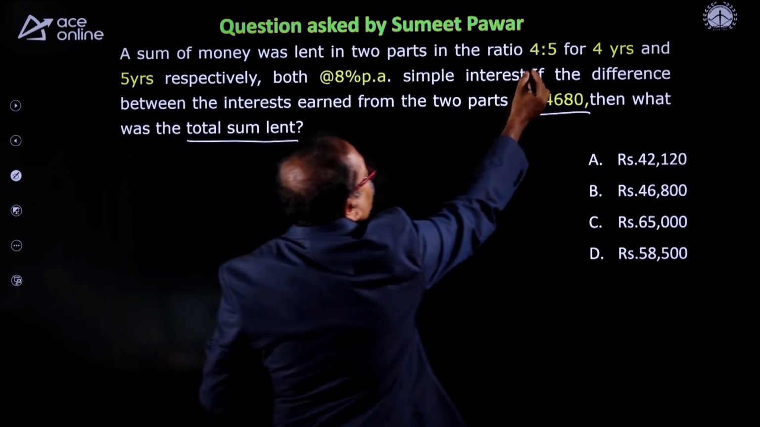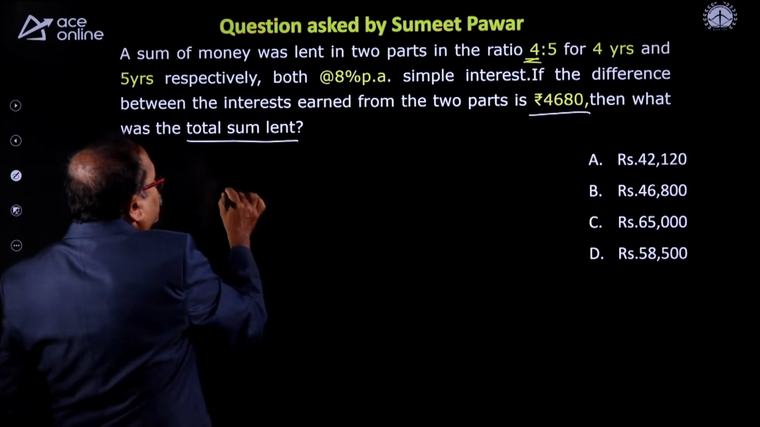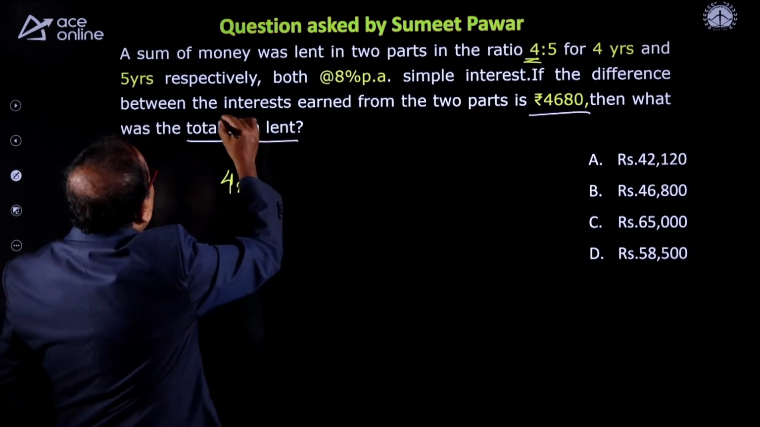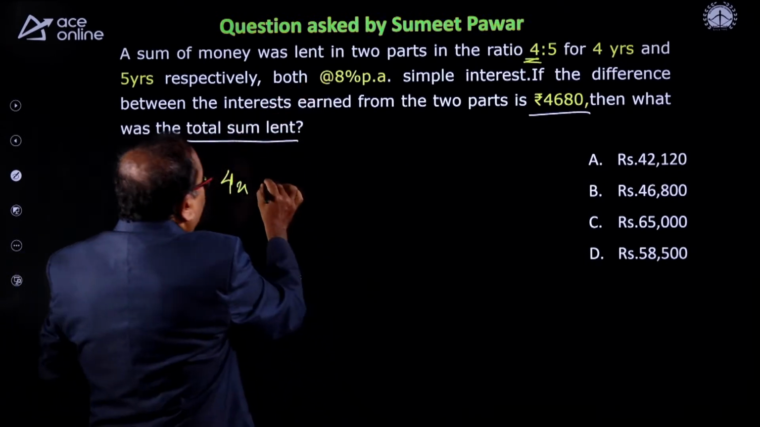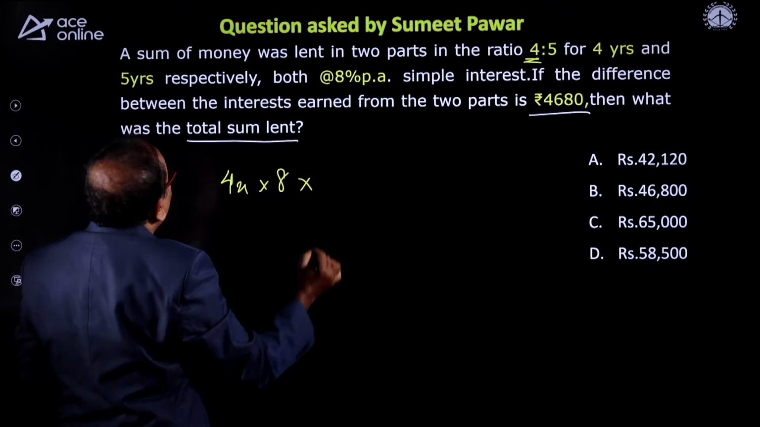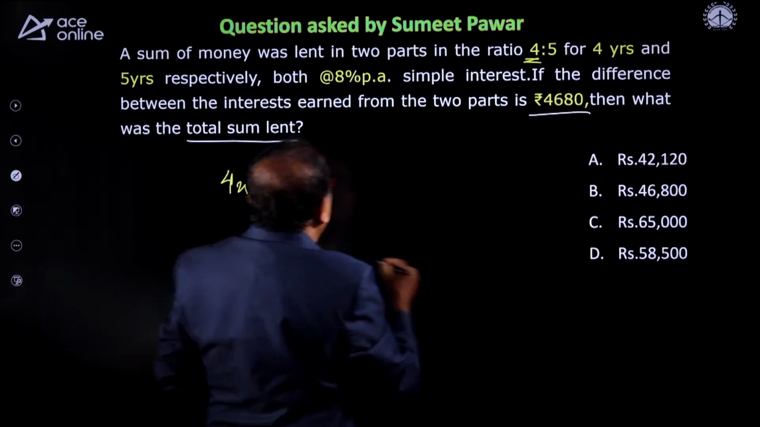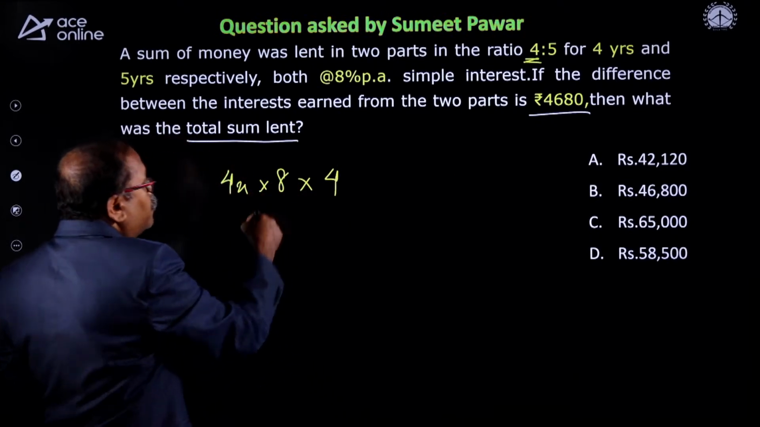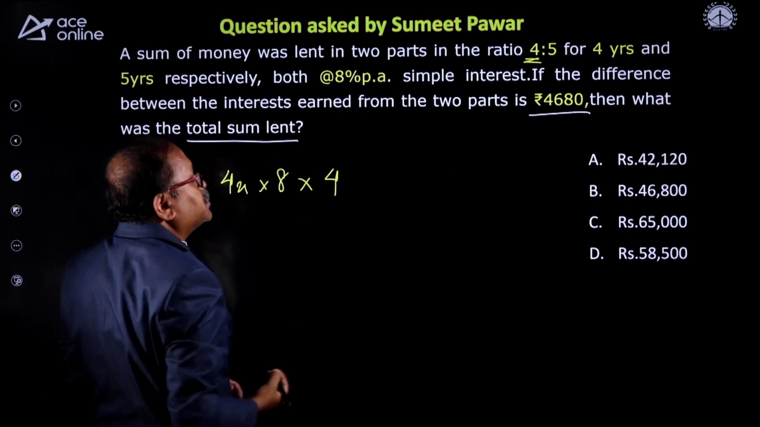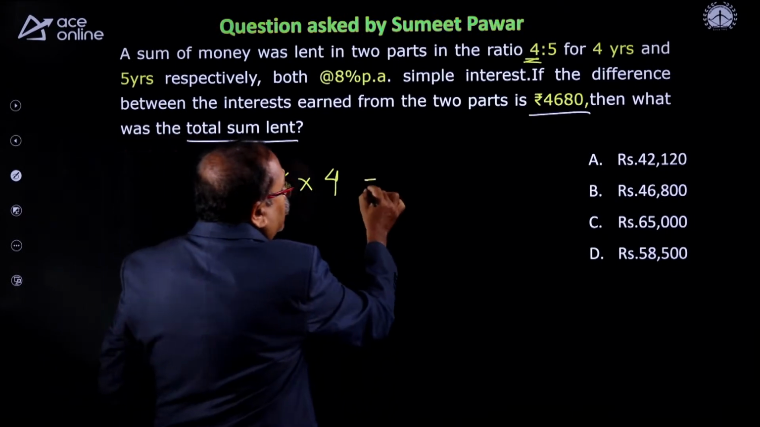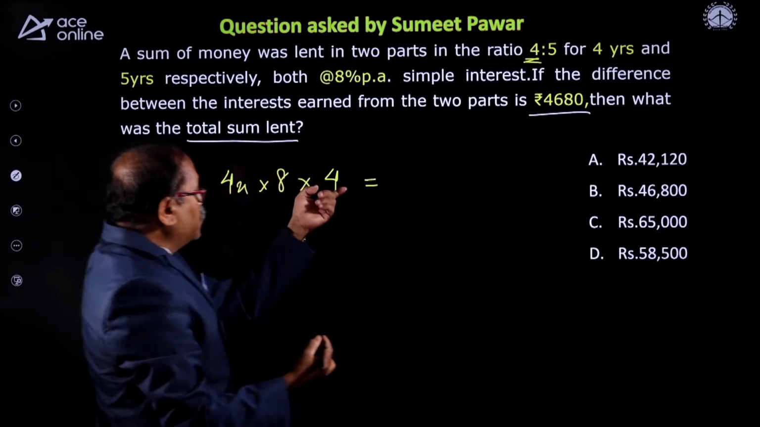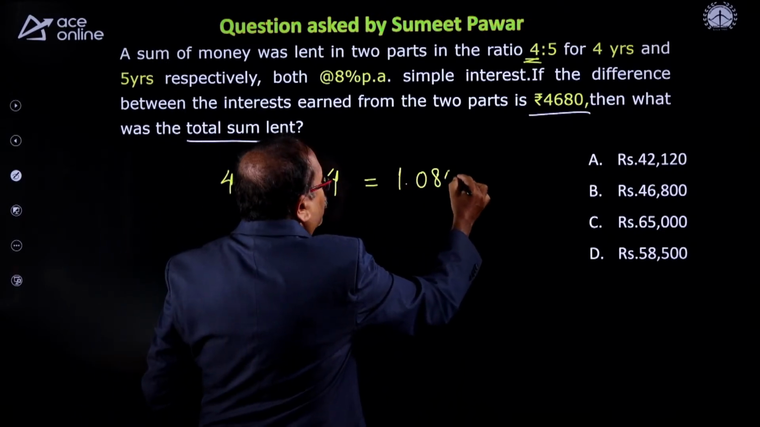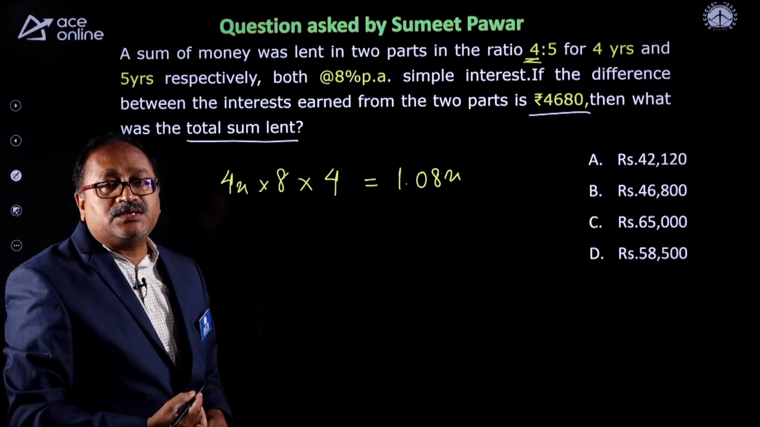Look at this one. What about the first one? I will consider this as 4x. What is the rate of interest? 8%. For how many years? It is for 4 years. That's right. So what do you get over here? 4 4s are 16, and 16 into 8 is 128. Actually 108 percent, because by 100 is there. So you will get 1.08 of x. You are getting the interest here.